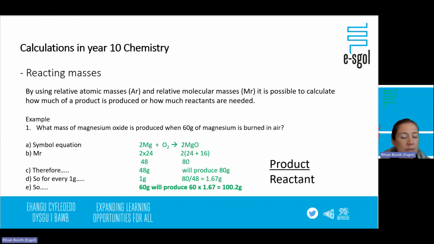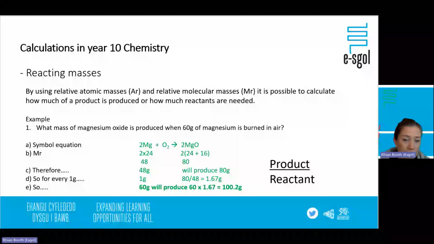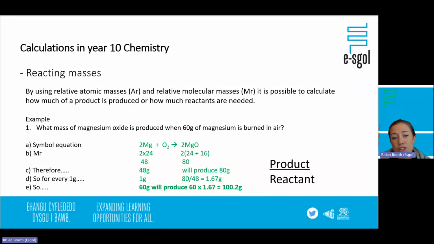So if we look at where it says C, therefore 48 grams would produce 80 grams. Okay, so 48 grams of magnesium will produce 80 grams of magnesium oxide. That is what you've just calculated. That was the purpose of the MR. Now, as I said, we're going to get that 48 grams down to 1 gram, because 1 gram is far easier to work with than 48.